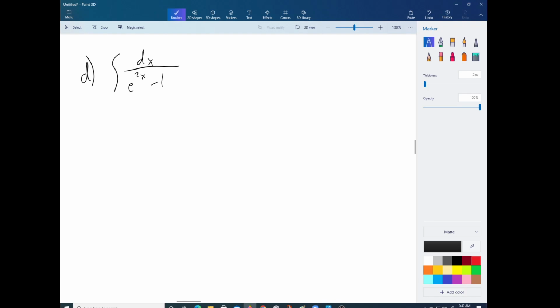Okay, give that one a try. Figure out which rule it looks the most like. I will say, just as a reminder, e to the x squared is the same thing as e to the 2x. That will be a trick for you to use.